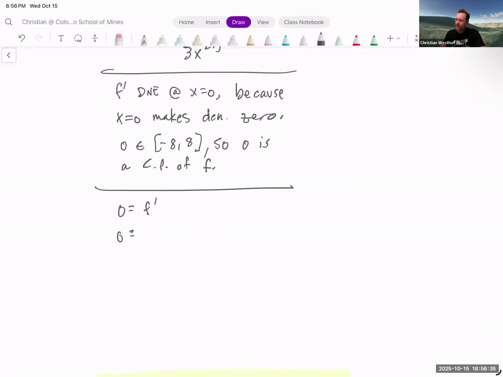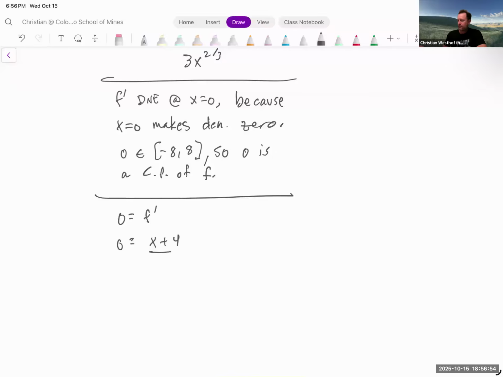derivative is 0. Derivative was x plus 4 over 3x to the 2/3. If this derivative is ever 0, it will be because of the numerator, not the denominator. So consider the numerator. 0 equals x plus 4. That happens when x equals -4.